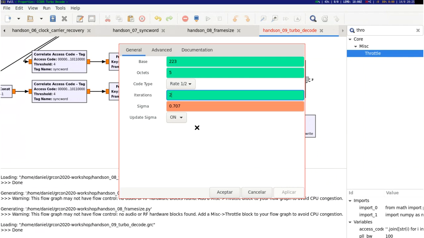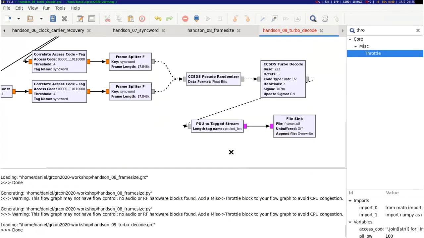And I need to remark that this turbo decoder is not very optimized. It doesn't use SIMD instructions, so it really runs slowly. This is not a problem for this post-processing as we are doing here with a recording, but on my computer, this is quite far from running in real time with a high symbol rate signal such as this. So, all right.